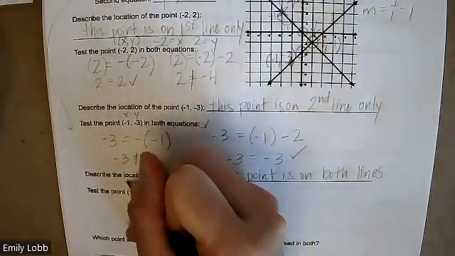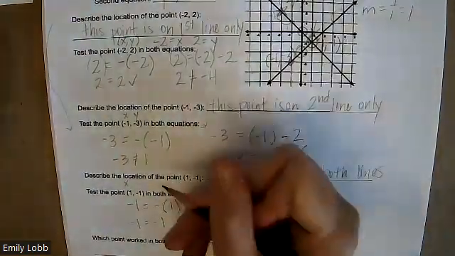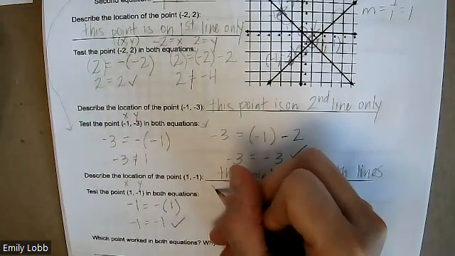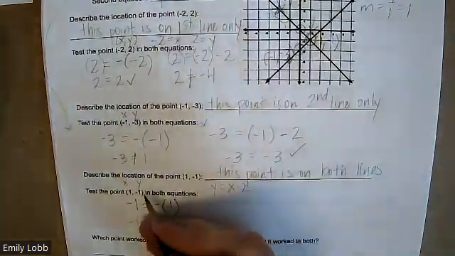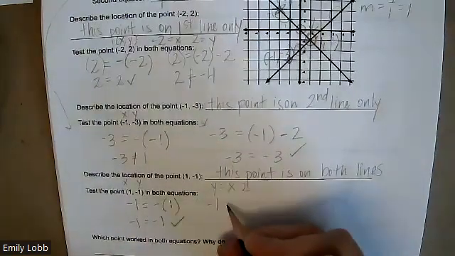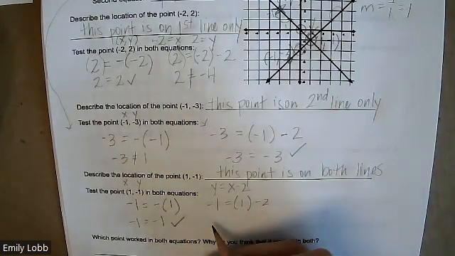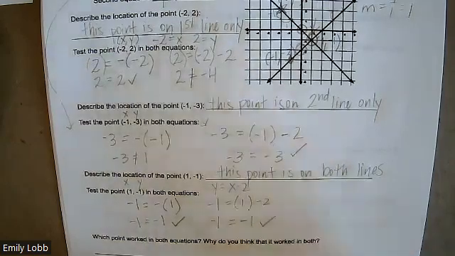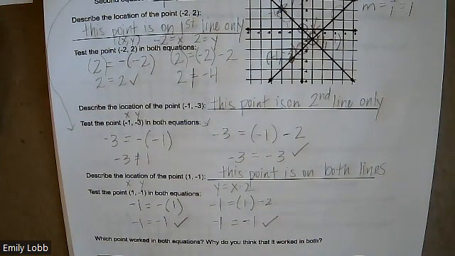Remember, I put this in for x, which was right here, and I put this in for y, which was right here. In my other equation, y equals x minus 2. So I'm putting in y is equal to 1 minus 2. So -1 is equal to, what's 1 minus 2? -1. And that's what we would expect to happen, right?